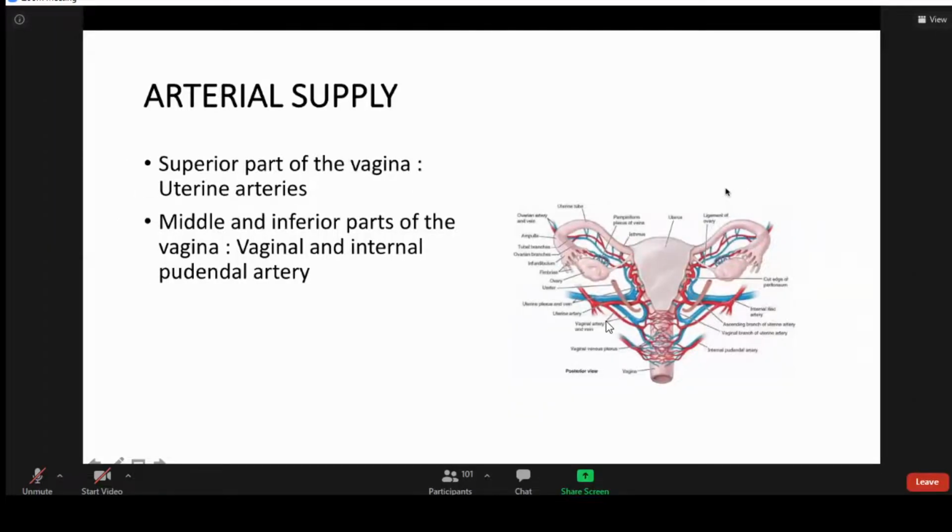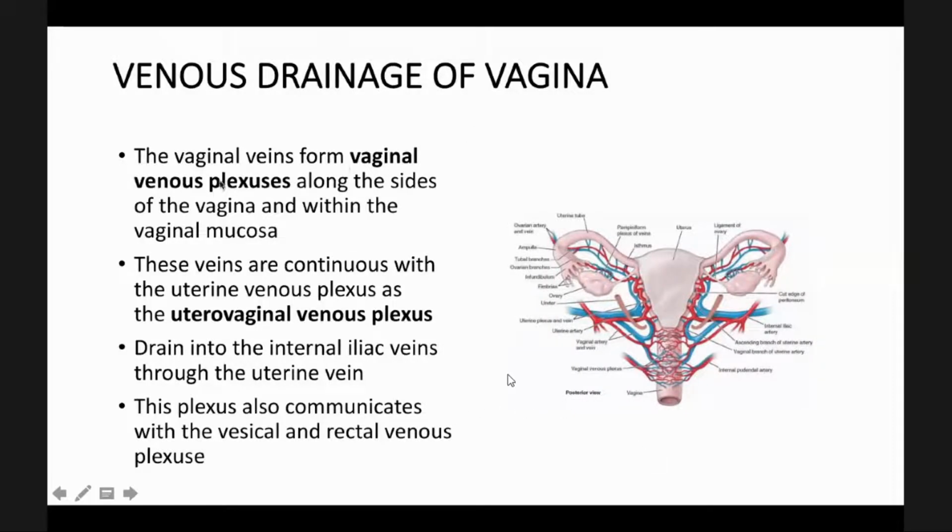Next is the arterial supply. The upper part is supplied by the uterine artery, whereas medial and inferior part is supplied by the vaginal and internal pudendal artery. Next is the venous drainage. The vaginal vein also forms the plexus. This plexus communicates with the uterine plexus as uterovaginal plexus, and finally drains into the internal iliac veins. And this also communicates with the rectal as well as the vesical venous plexus.